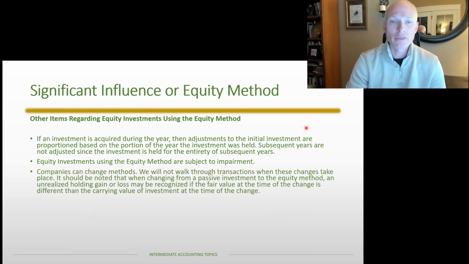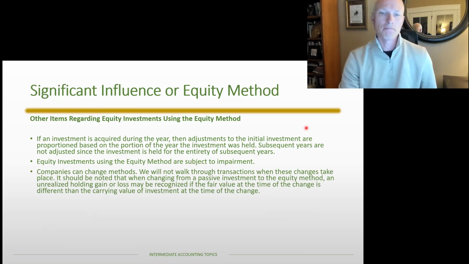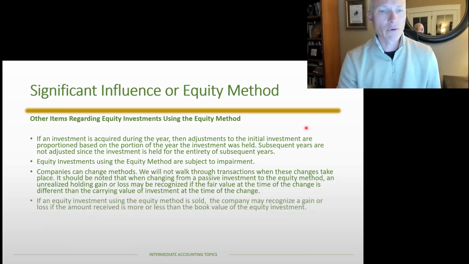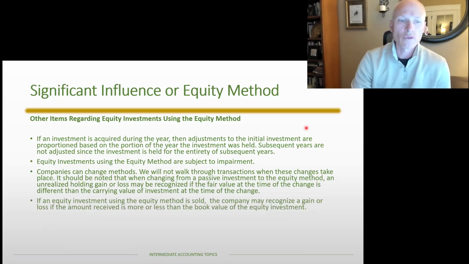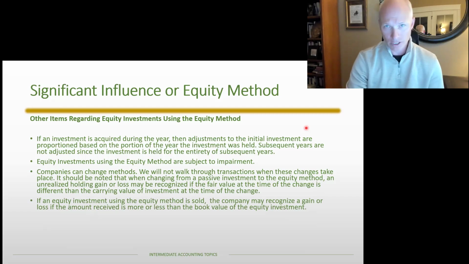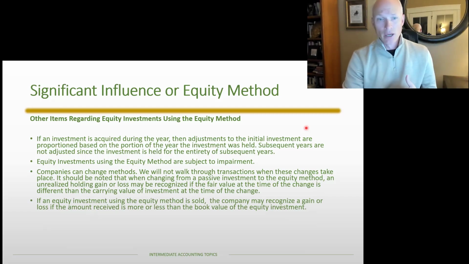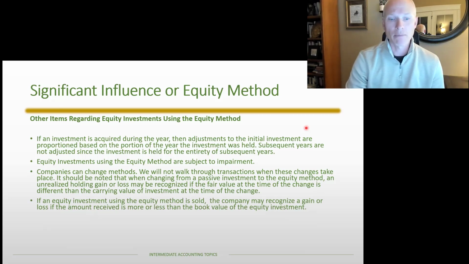You are allowed to change methods. We're not going to walk through that, but basically, if you do, you're going to recognize some gains, so just understand that. If an equity method investment is sold, then you would probably have a gain or a loss, because the cash that you receive is going to be different than the book value of that investment. Hopefully it's obvious by this point in the chapter that you would have to recognize some sort of gain or loss, given that difference.